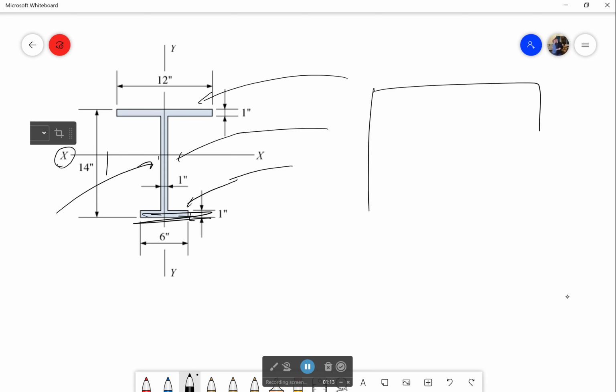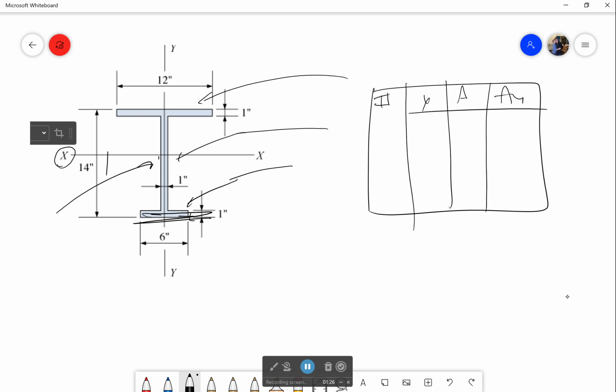And I've got to make my table. So my table, first I have the section number. Then I'll have the distance to their centroid, their area, and then the product of that. I'm going to have three different sections: top rectangle, middle rectangle, and bottom. Everything is measured from the bottom. So 1, 2, and 3.